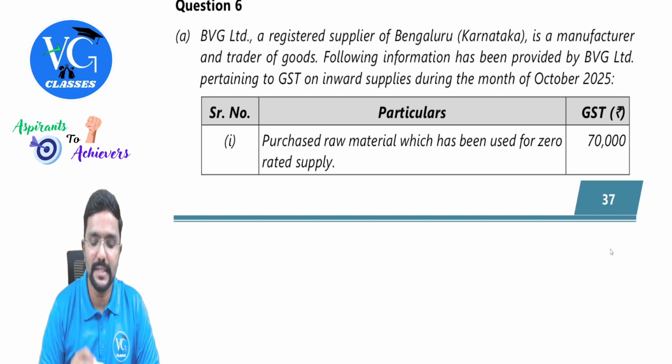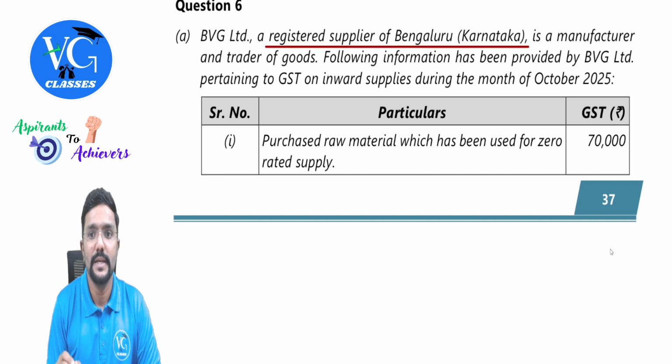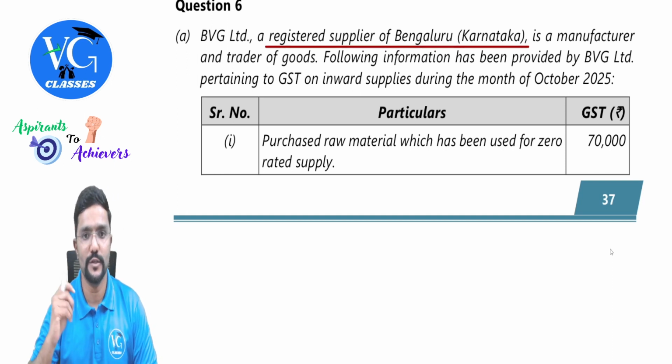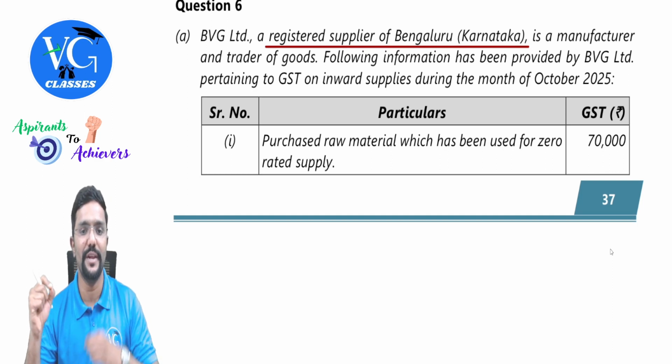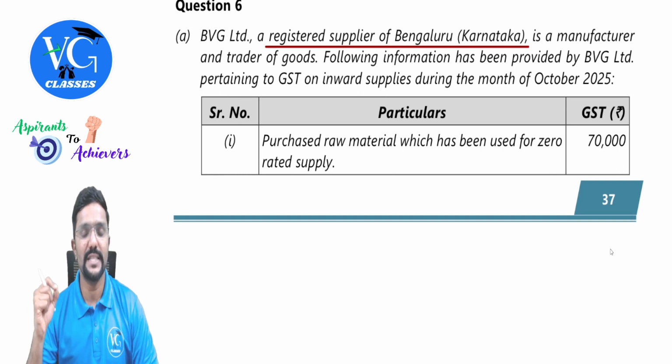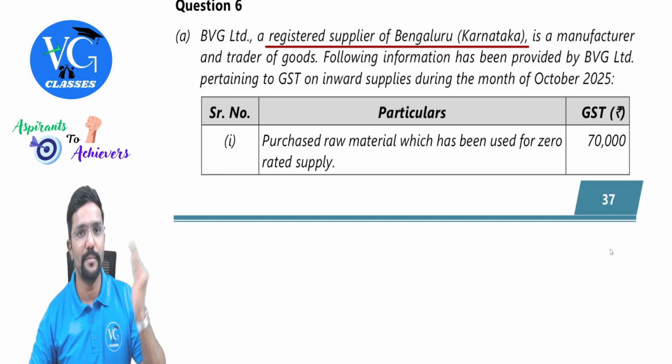BVG Limited, a registered supplier in Bangalore, Karnataka, is a manufacturer and trader of goods. The following information has been provided by BVG Limited pertaining to GST on inward supplies during the month of October 2025. Purchased raw material which has been used for zero rated supply. Guys, if my outward supply is zero rated, can I claim credit on my inward supply?